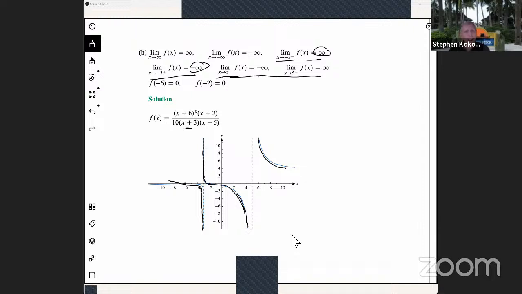What does my rational expression have to look like? Well, I've got the x plus 3 and the x minus 5 in the denominator, because I've got vertical asymptotes there. I don't want anything canceling out with those two. I've got the x plus 2 up there in the numerator to give me a 0 at minus 2. I've got an x plus 6 up there in the numerator to give me a 0 at minus 6. Aha! But why did I put the square on there?